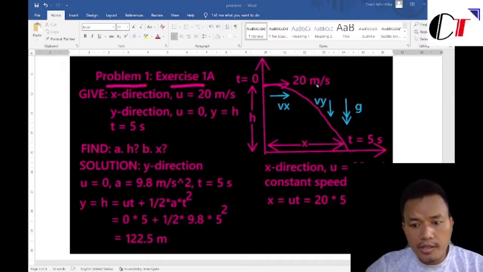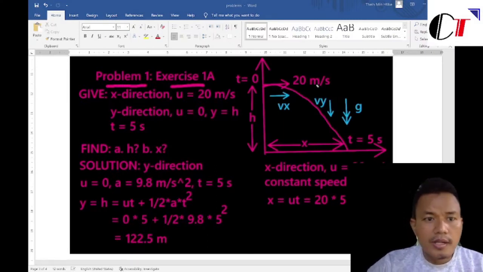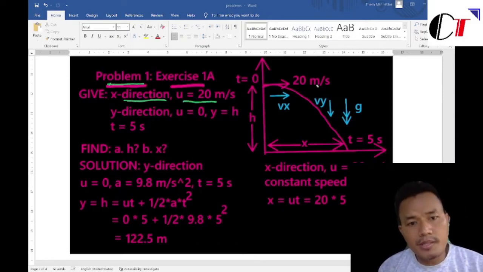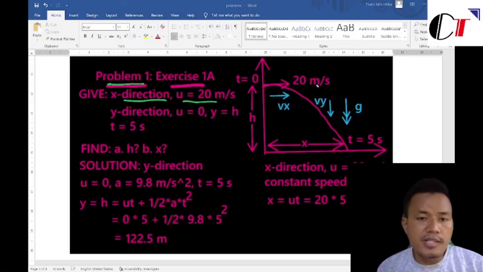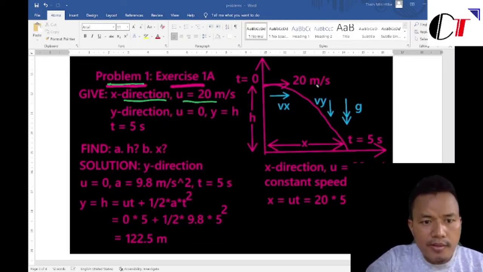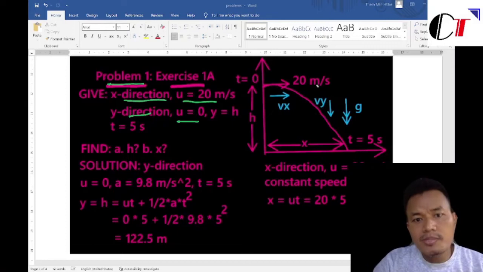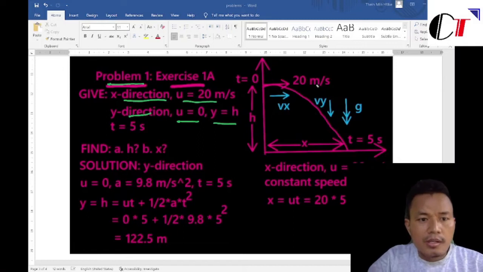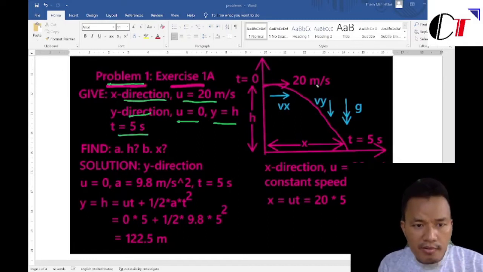What is given is that in the x direction, the initial speed is 20 meters per second, and since it is projected horizontally, in the y direction the initial speed will be 0. When it hits the ground, the distance traveled will be equal to the distance traveled in the y direction, so y will be just equal to h. And when it hits the ground, the time taken is 5 seconds.